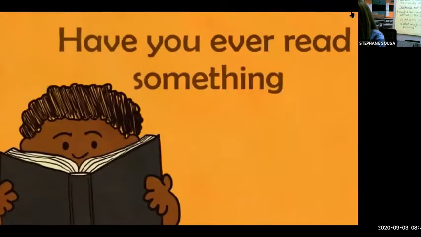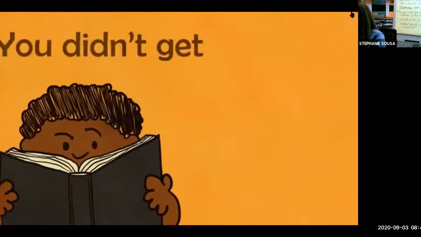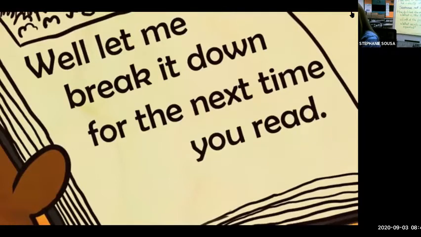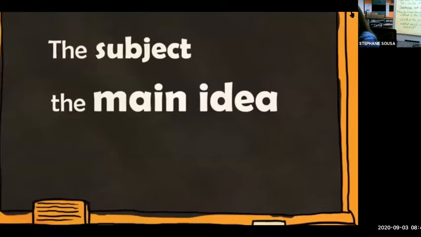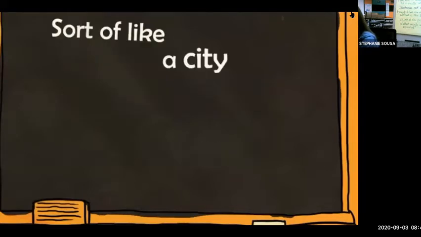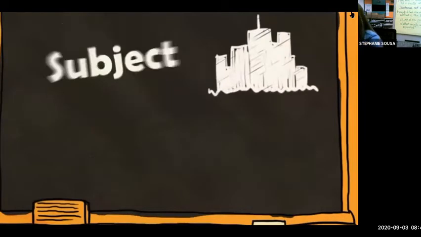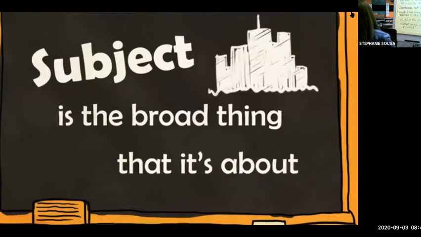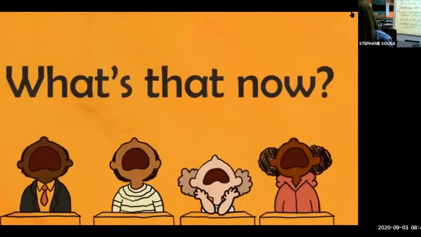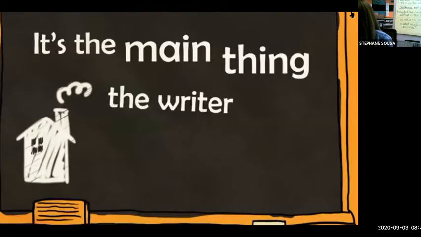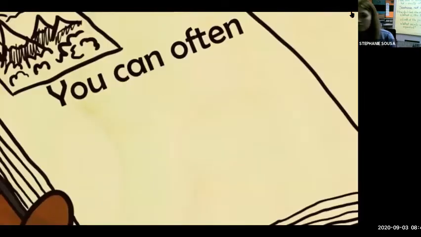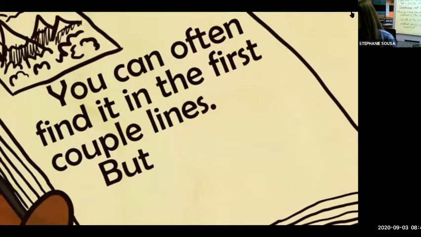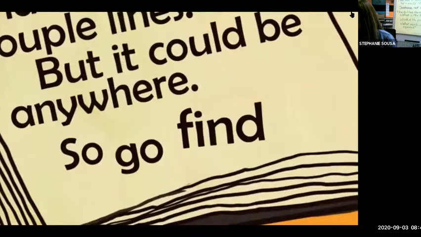Have you ever read something and when you got to the end, you didn't get the point? Nope, you didn't understand. Well, let me break it down for the next time you read. There's gonna be 3 basic things you see: the subject, main idea, and the details. Sorta like a city, the house, the people. The subject is the broad thing that it's about. The main idea, what's that now? It's the main thing the writer wants to say. It's the central point. You get it? You can often find it in the first couple lines, but it could be anywhere, so go find it.